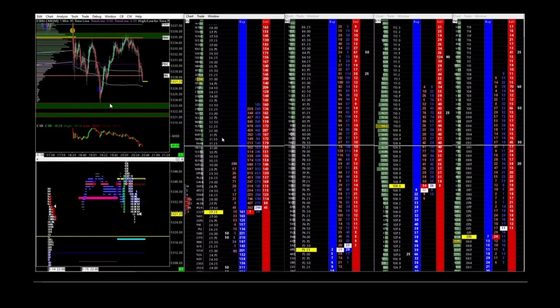Now when the market comes down into this level, which is the low of the day, you can see that here in market profile. The low of the day was set in J period.